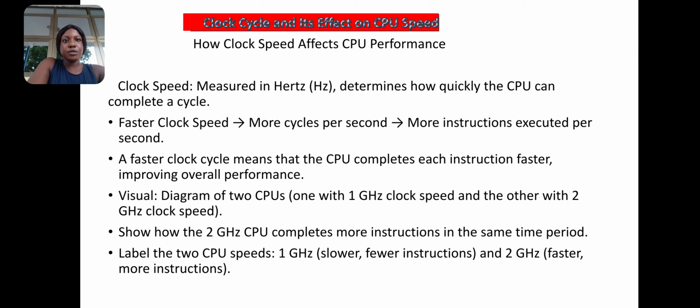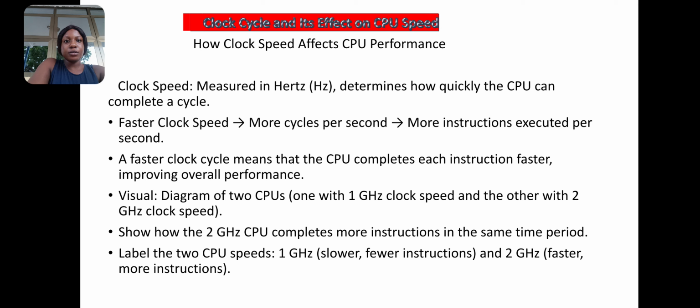So clock speed is measured in hertz, and it determines how quickly the CPU can complete a cycle. So this is how it works. Faster clock speed results in more cycles per second and more instructions executed per second. So a faster clock cycle means that the CPU completes each instruction faster, and when it does so, it improves the overall performance. We also have a visual, the diagram of two CPUs, one with 1 gigahertz clock speed and the other with 2 gigahertz clock speed.